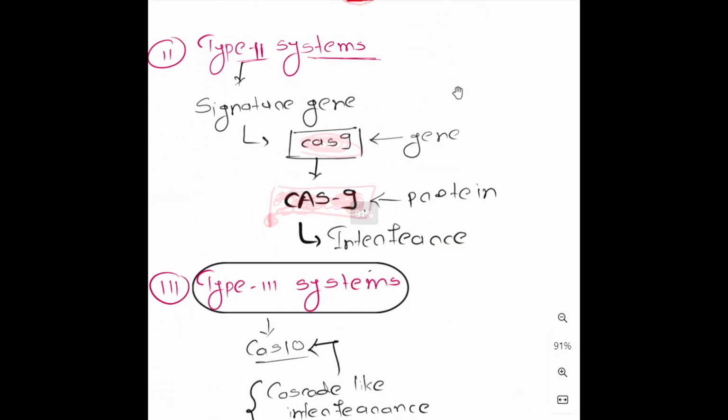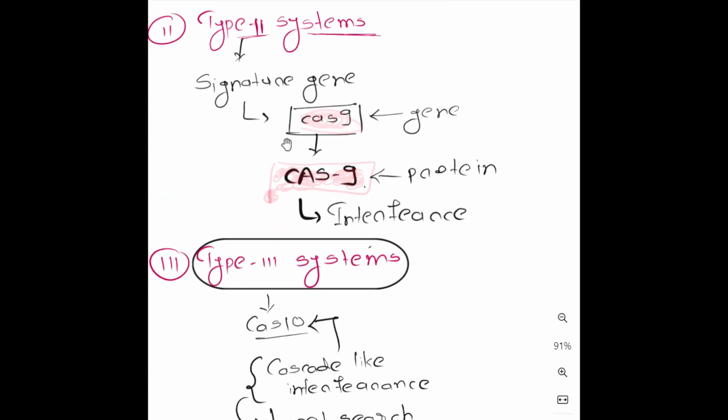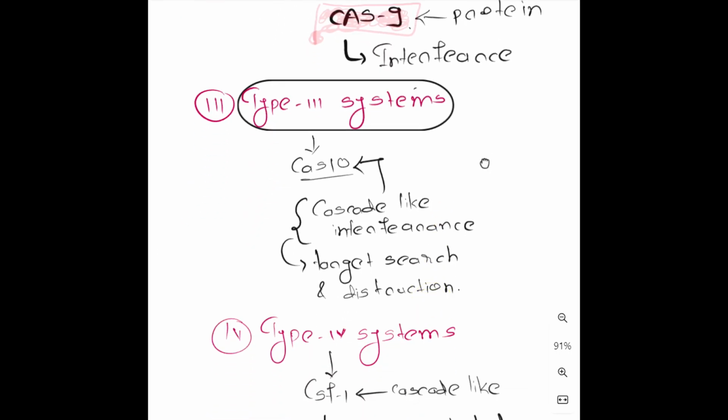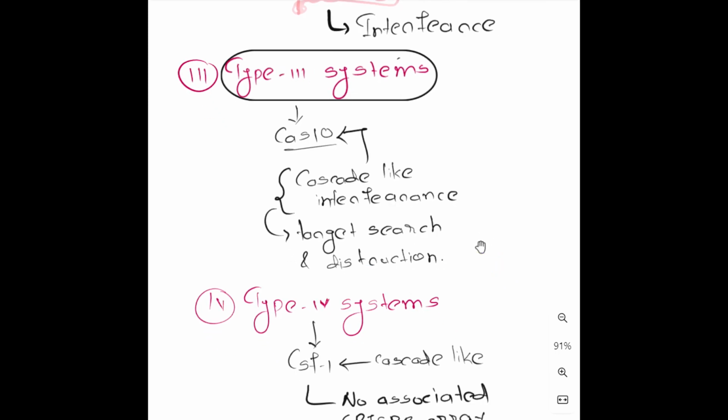The signature gene of type 2 system is Cas9, which is encoded by the Cas9 gene. The Cas9 protein is a sole protein which is necessary for interference. Type 3 systems are signified by the presence of Cas10, which assembles into Cascade-like interference complexes for target search and destruction.